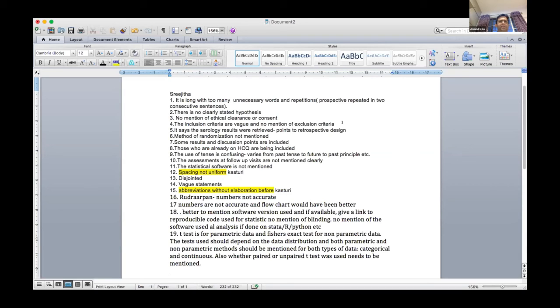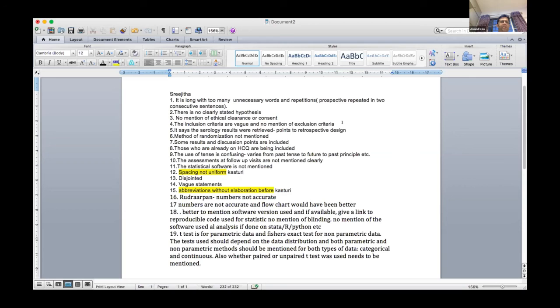And though they say it's a prospective study, serology results were retrieved, which indicates that there is some retrospective component to the same. Method of randomization was not mentioned. Some results and discussion points are included in the methods, which Rudrapan already made. The tense was very confusing, shifting from past to present, present to future, and the assessments at follow-ups, what were the assessments done, was not clearly mentioned.